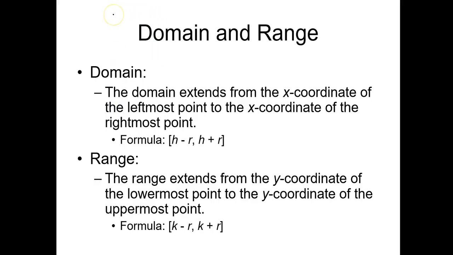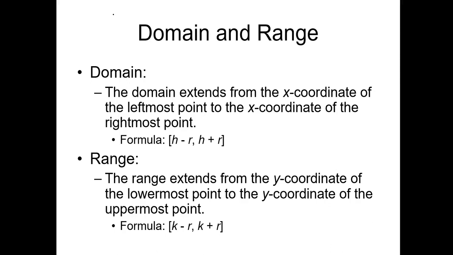Okay, a little bit about domain and range. The domain extends from the x-coordinate of the leftmost point to the x-coordinate of the rightmost point. So your domain is all your possible x's. A circle is continuous and smooth, so from your leftmost point to your rightmost point, you're going to end up using all of those x values. And then the range, from your bottommost point to your topmost point, those y values are going to be your range.